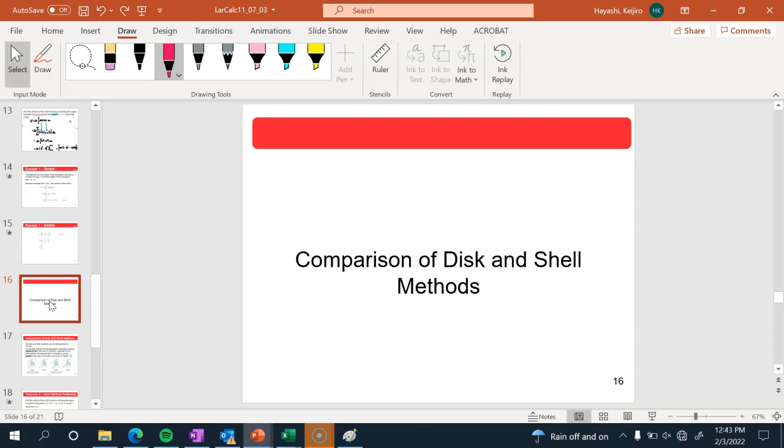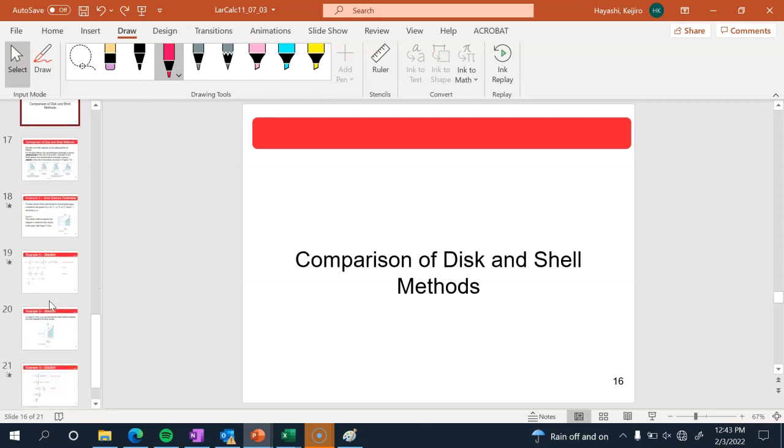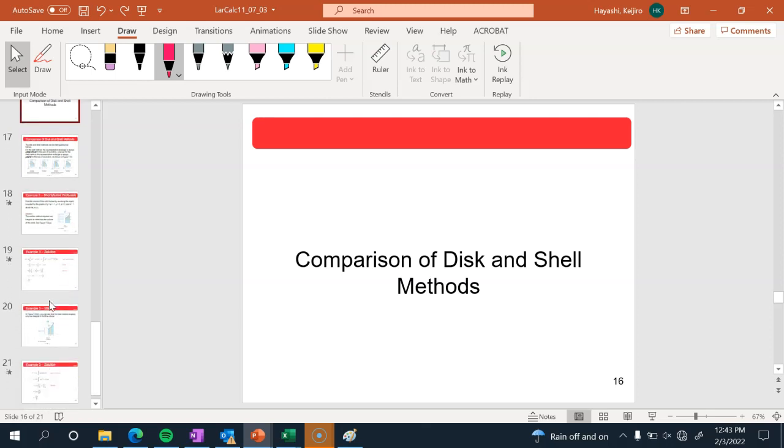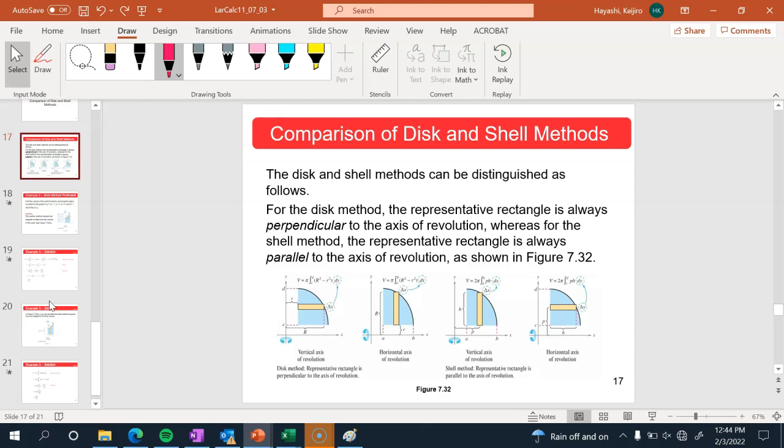Right. Okay. And as we finish this up, we'll take a break. Let's see, 1:35. Yeah. This will take 5 minutes, and then we'll take a 10-minute break, and then for 5 minutes we'll do some shell method problems. Okay. All right.